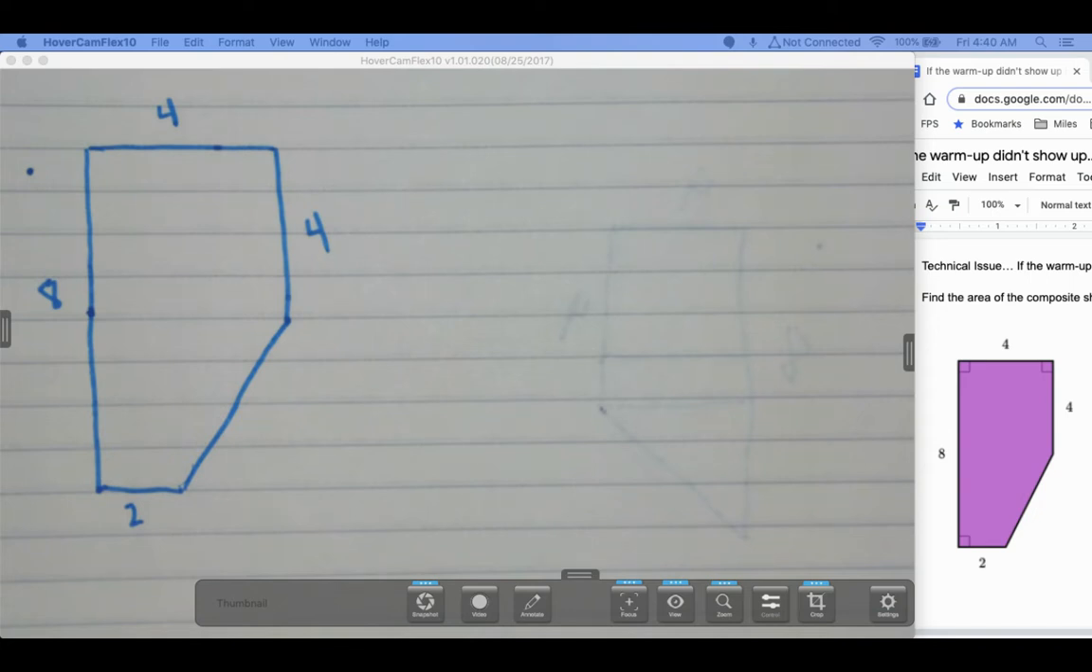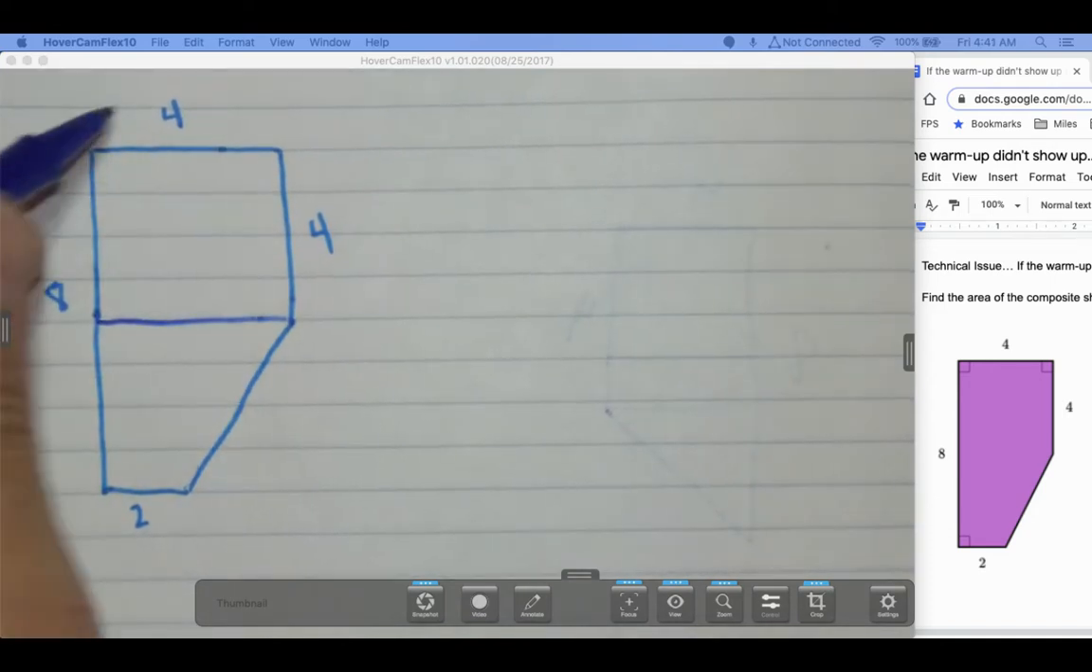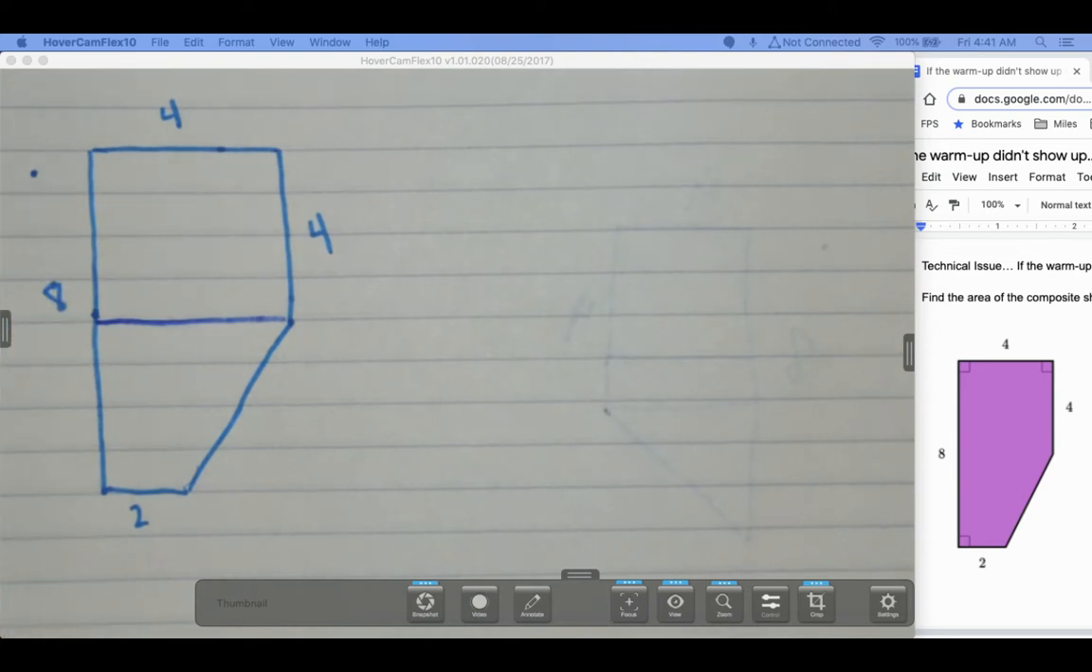So there was this composite shape, and when I have composite shapes, I want to break them down into the parts that work. If I'm looking at this, I can make it into a square on the top here, and on the bottom, this would be a trapezoid.